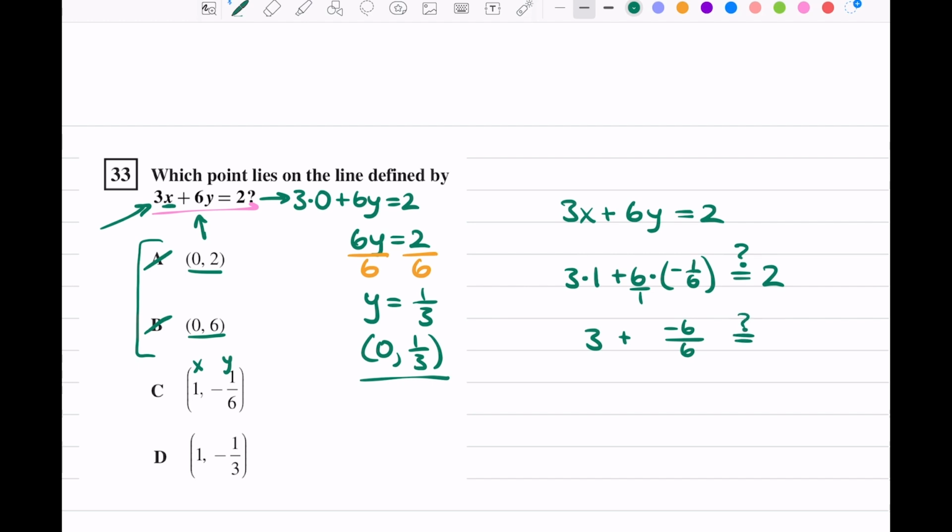Again, we'll keep our question mark up there. We don't know if this equation is true. On the left side, we have 3 plus, and then negative 6 over 6 is negative 1. And on the left side, 3 plus negative 1 is the same as 3 minus 1, which is 2. And our left side does equal our right side, so we can remove that question mark. And now we know that option C makes the equation true, so it's on our line.